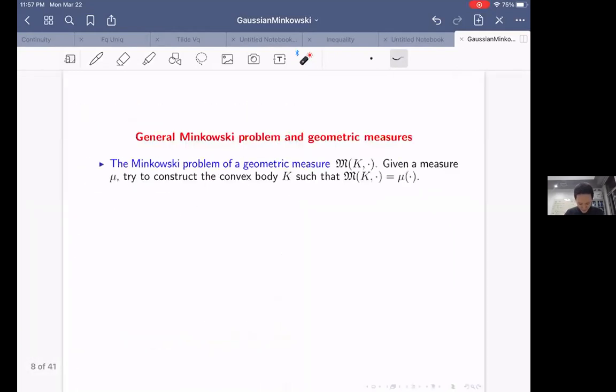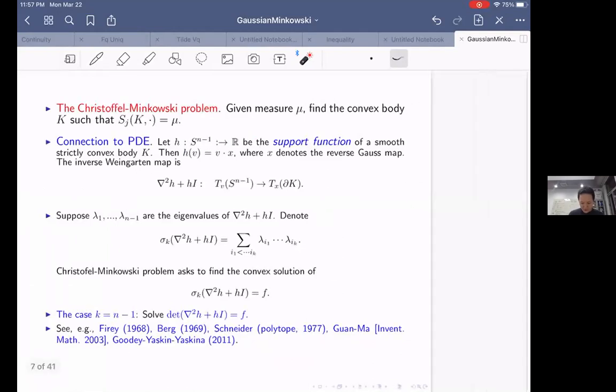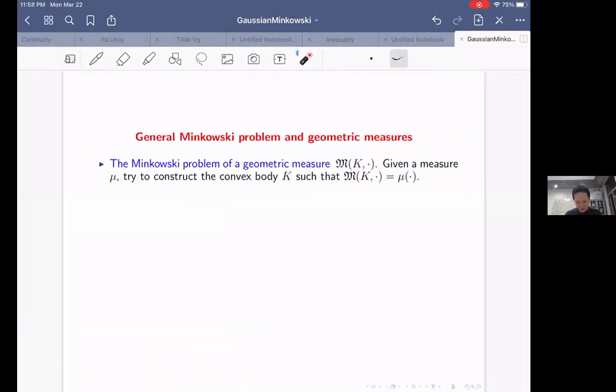All right, so it's very natural to consider a general Minkowski problem for a general geometric measure. As we can see, the measures before all have some geometric explanations. They describe some special geometric information. If we can define some measure to describe some geometric information, there will be a general Minkowski problem for them. That means, given a measure mu, it asks to construct a convex body whose measure is mu.